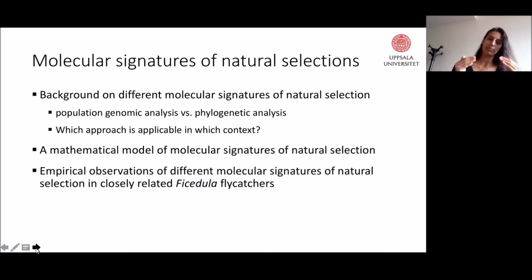Then we have not only compared our analytical results with empirical observations, but we also got more information from looking at what we see in the genome, and how this can be modeled. So I think this interaction between comparing empirical observation with analytical results has been very helpful to get a better understanding of what we are measuring with molecular signatures of natural selection.